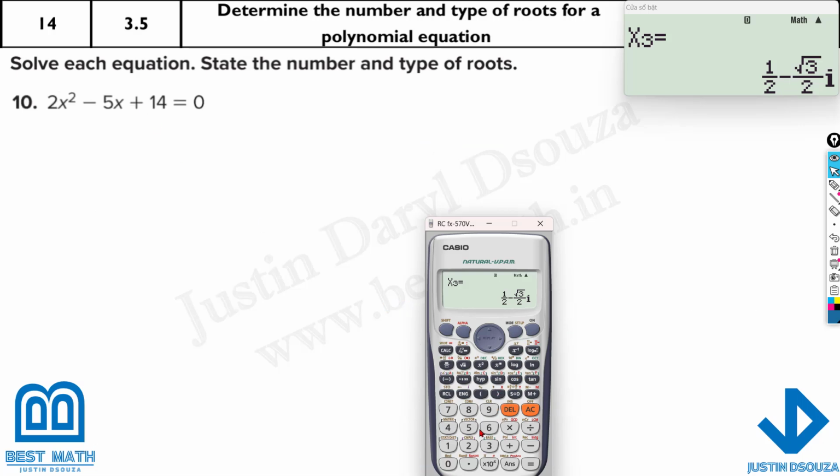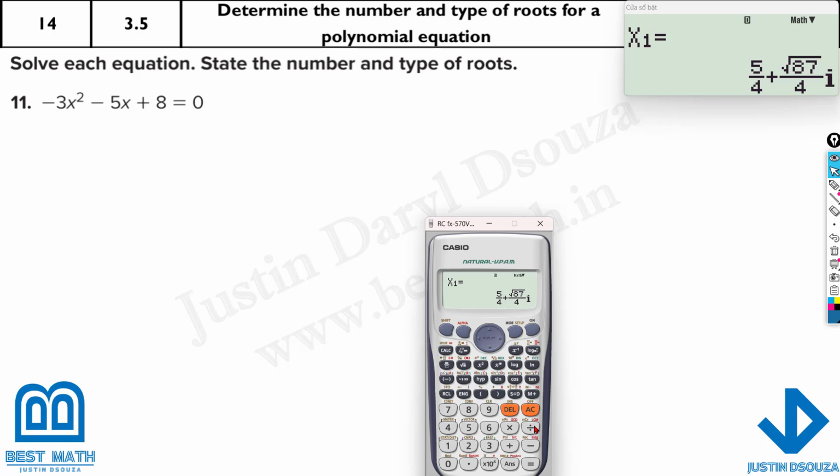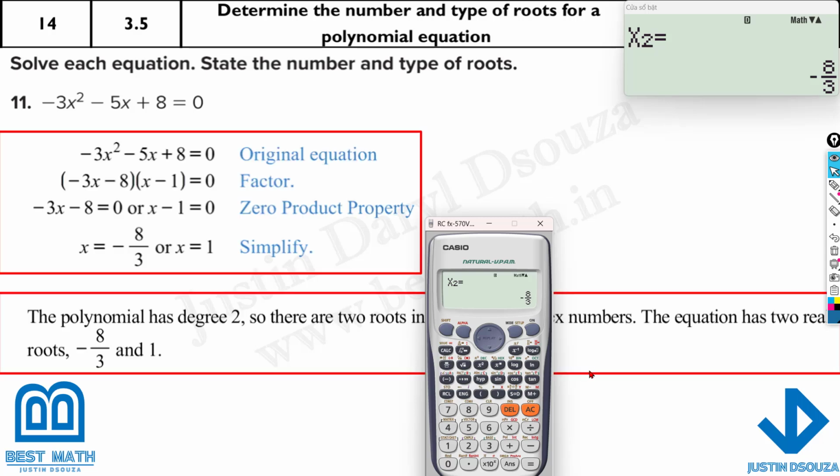Here it is now, mode 5 and 3. So it's 2, minus 5, and 14. Let us see the answers. It's 2 imaginary roots over here, and these are the roots. You can easily solve them in the calculator. You can modify the form. If you split this 4, it's going to be what you got in the calculator. And here as well, mode 5 and 3, minus 3, minus 5, and lastly we have 8. So it's 1 and minus 8 by 3. That's going to be 2 real roots. Both are real, negative and positive roots, but they are real numbers.